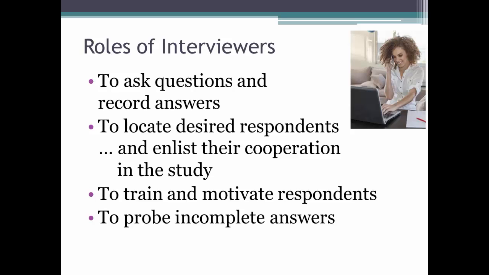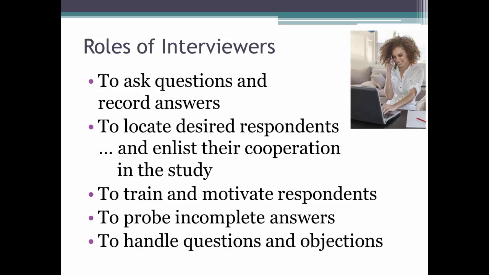And finally, respondents are people, and they are likely to have questions or objections that you will have to address, such as, "How long is the survey going to take?" or "I don't understand why you're asking this question." And you have to do all this while maintaining the appearance of a positive attitude.